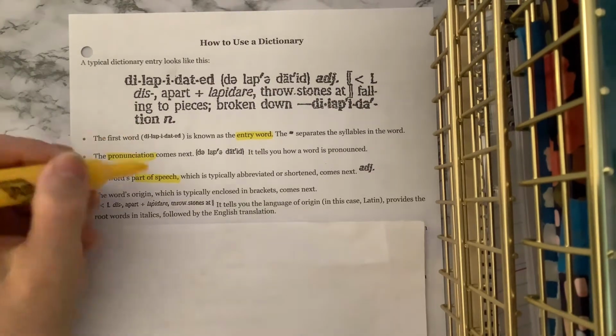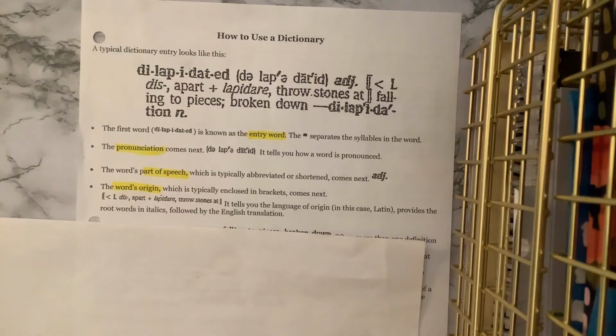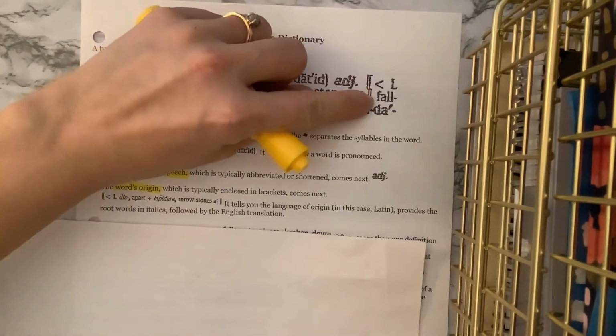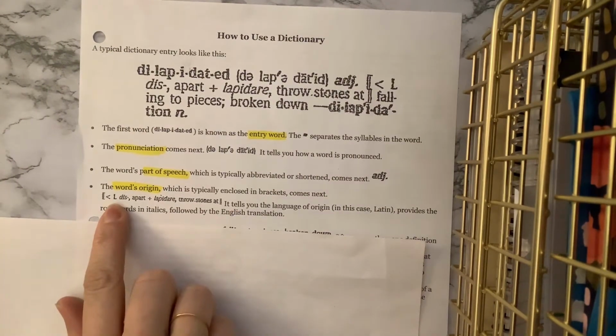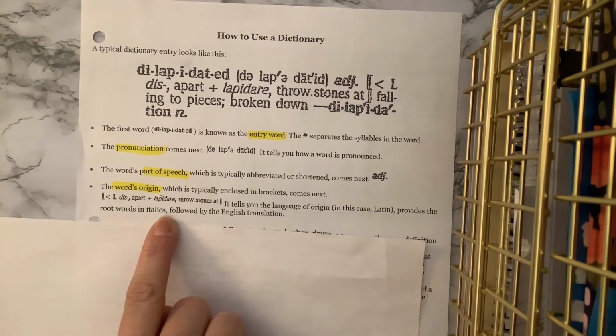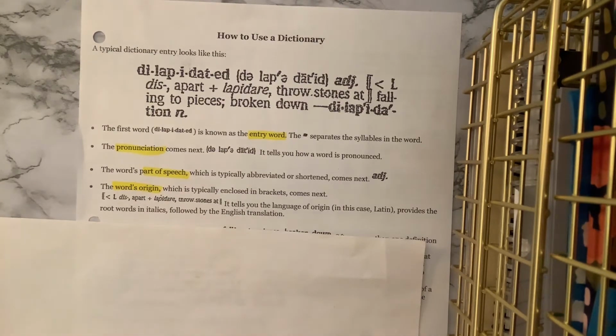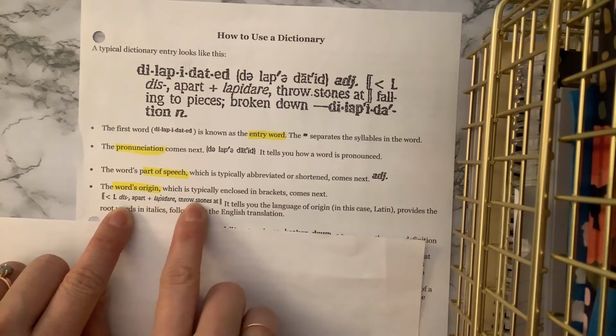Next, we get a whole bunch of information about the word's origin. In other words, where does this word come from? So we see this is enclosed in brackets, right? And that's typically going to be the case. These things here are called brackets, okay? And this one tells you the language of origin, which when you see L in a dictionary, that's going to mean Latin. And then it provides the root words in italics, followed by the English translation. So dilapidated comes from dis in Latin, lapidare in Latin, dislapidare, which dis means apart, and lapidare means to throw stones at.